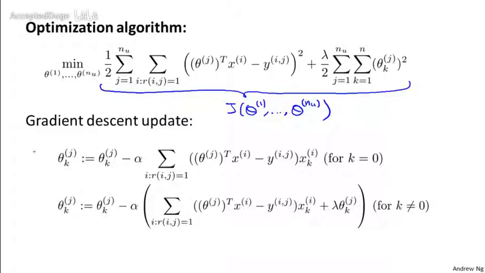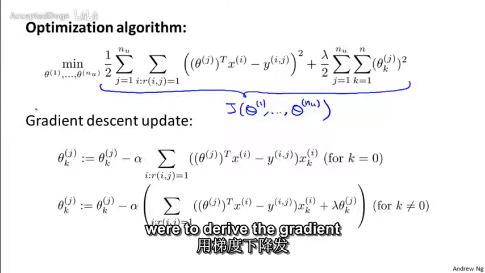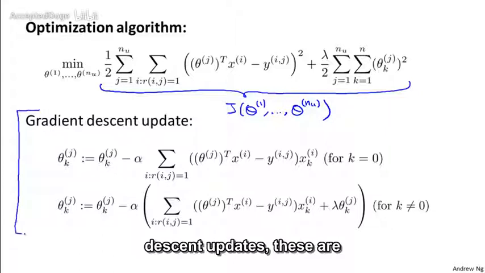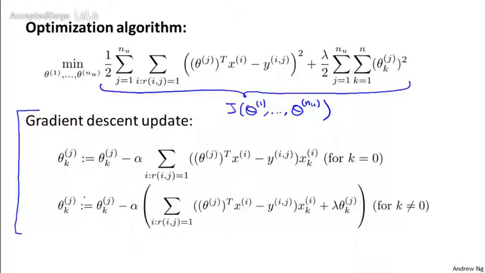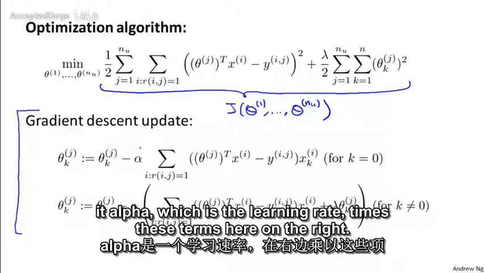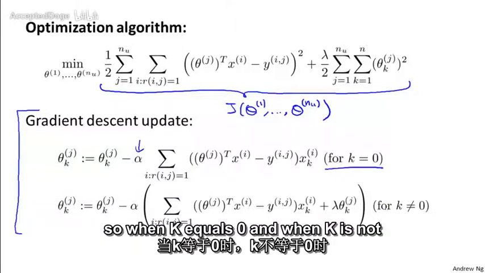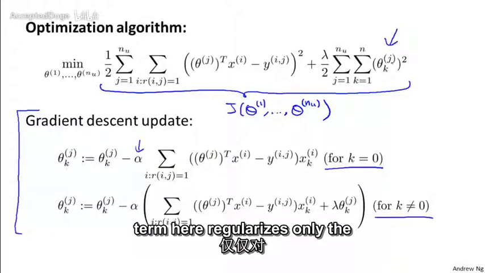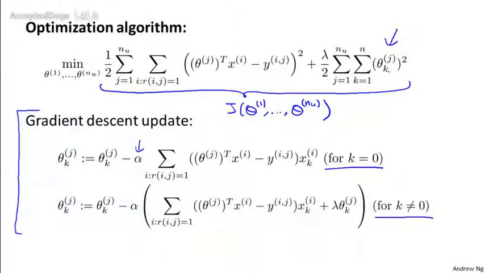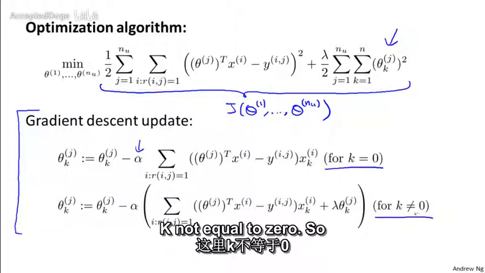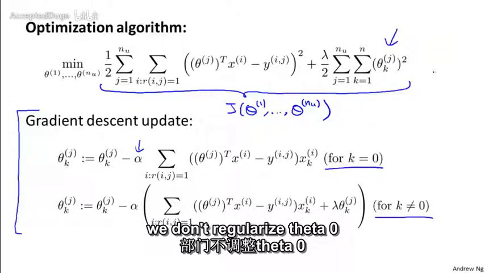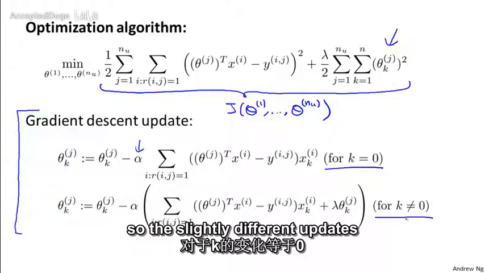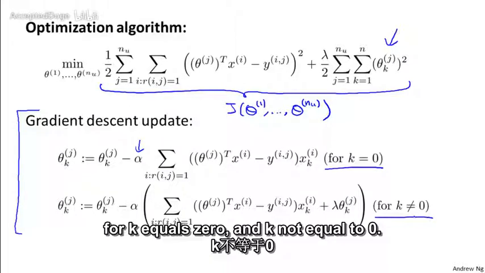Next, in order to actually do the minimization, if you were to derive the gradient descent updates, these are the equations that you would get. You take theta j,k and subtract from it alpha, which is the learning rate, times these terms over here on the right. We have slightly different cases for when k equals 0 and when k is not equal to 0, because our regularization term regularizes only the values of theta j,k for k not equal to 0. We don't regularize theta 0. So we have slightly different updates for k equals 0 and k not equal to 0.